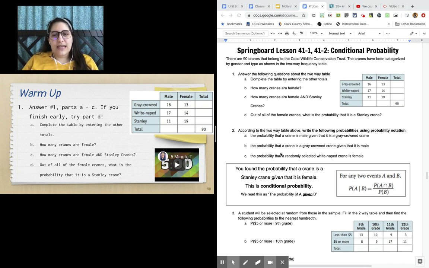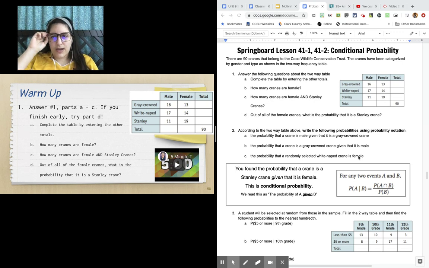If we were in class, I would have you do this first problem on your own, but I'm going to help you with it, obviously, because we're sitting here. This is just a good review of two-way tables and how to calculate and find probabilities in a two-way table. So let's look at this first question. For the next couple of questions, we're introducing conditional probability.